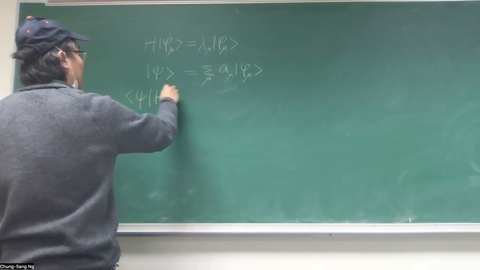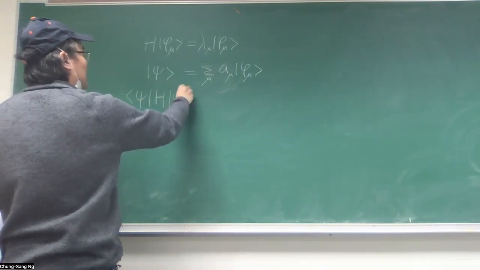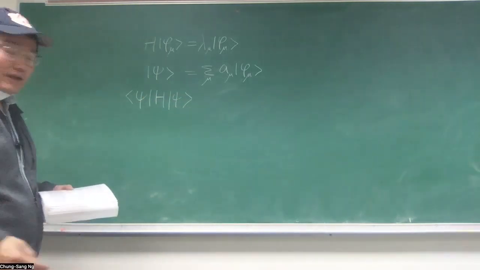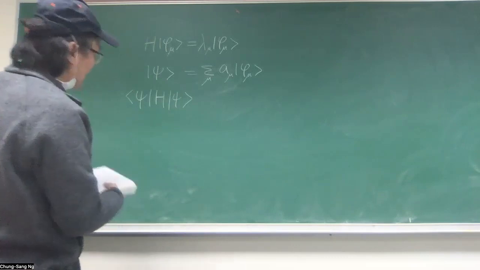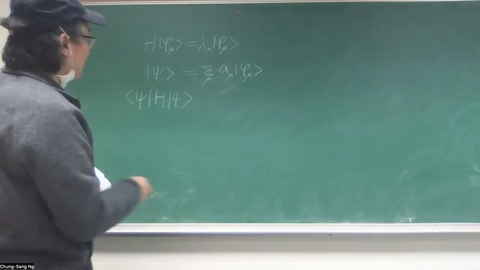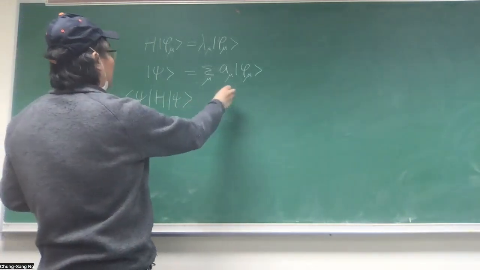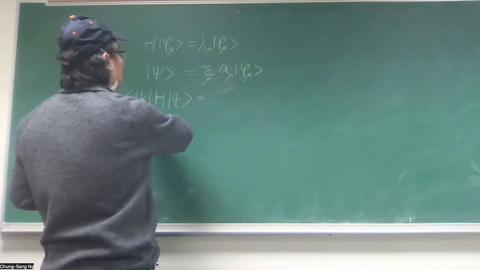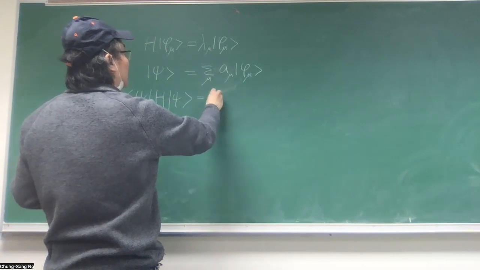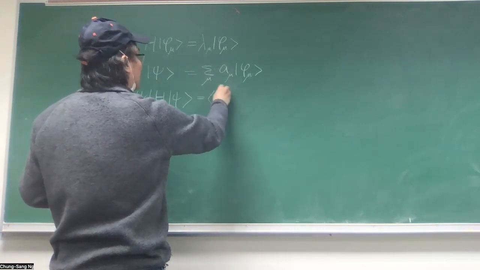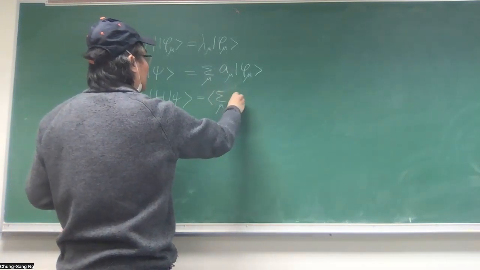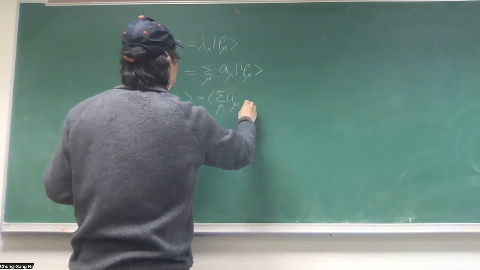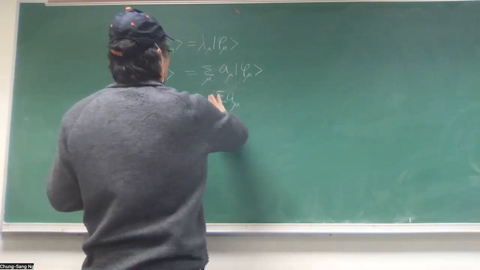Okay, so then we calculate the expectation value of this Hermitian operator. So that's basically a scalar product, assuming you define a scalar product in this function space. So this goes in here, this goes in here, and you have H.